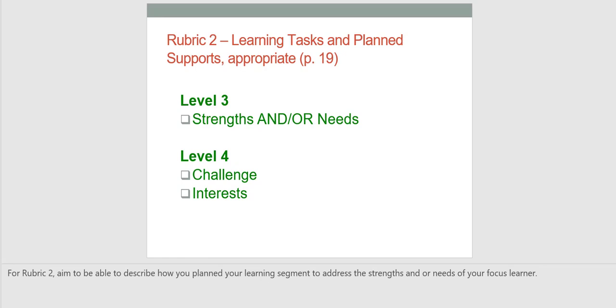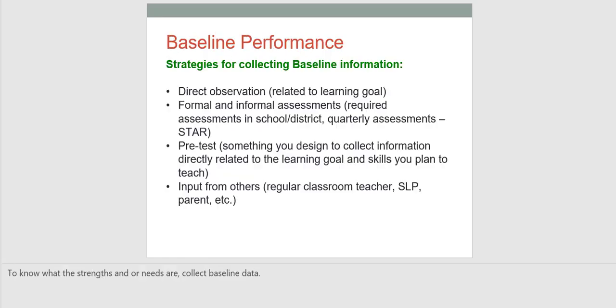On rubric 2, your focus with planning should be to aim to describe how you planned this learning segment to address strengths and needs of your focus learner, possibly reaching toward the score of 4 by addressing challenge and interests. So to know what those strengths and needs are, you need to collect baseline data. You can do this through direct observation, formal and informal assessment, pre-testing, or getting input from other stakeholders.